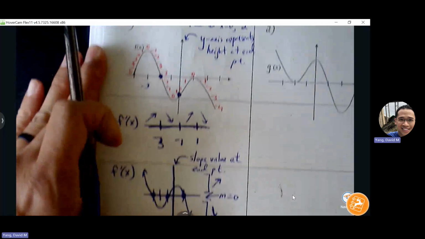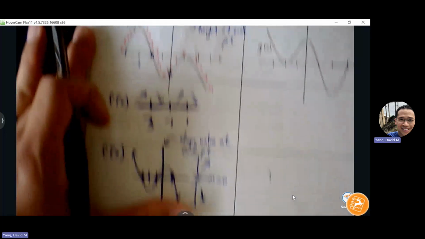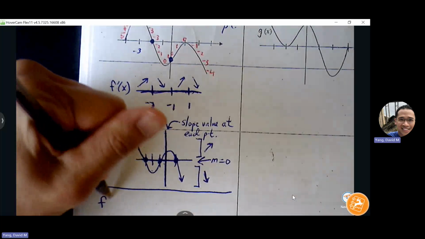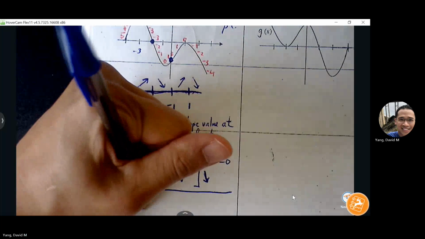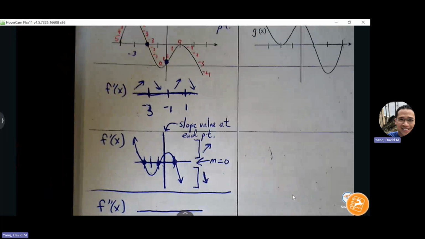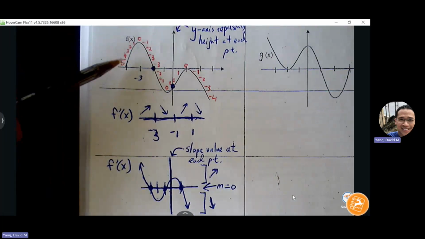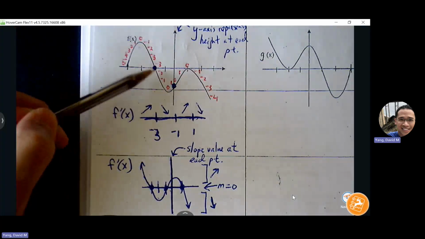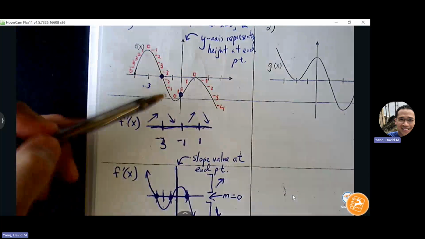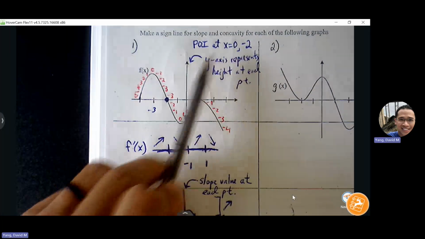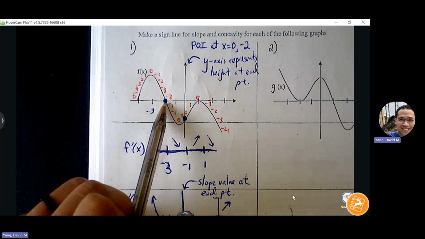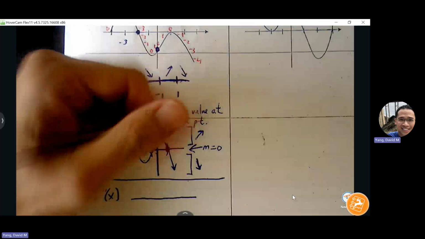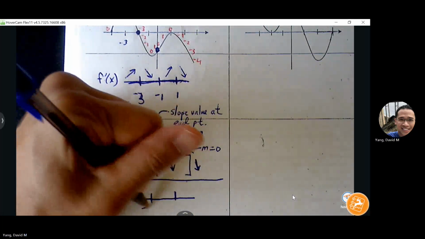Now, let's see if we can create a sign line for concavity. So let's draw a line here, and we'll do a second derivative sign line. Now I want us to consider where the points of inflection are going to go onto my f double prime sign line. I've already established that points of inflection are at -2 and 0. So go ahead and put those onto your f double prime sign line.